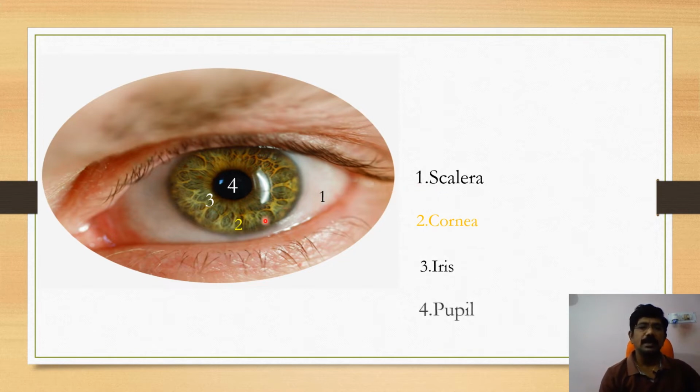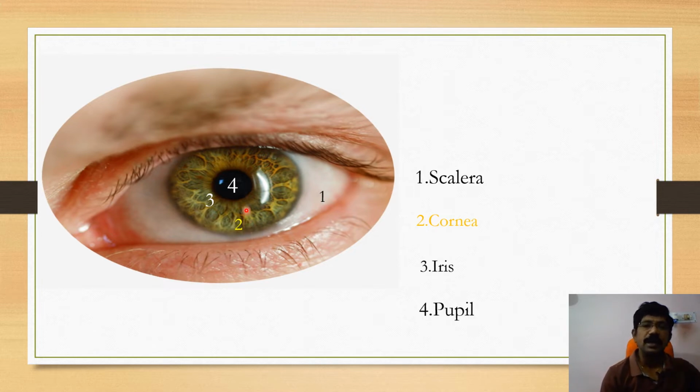Next, the middle circular portion in the eye, observe this one. This is known as cornea. This serves as the protective layer.